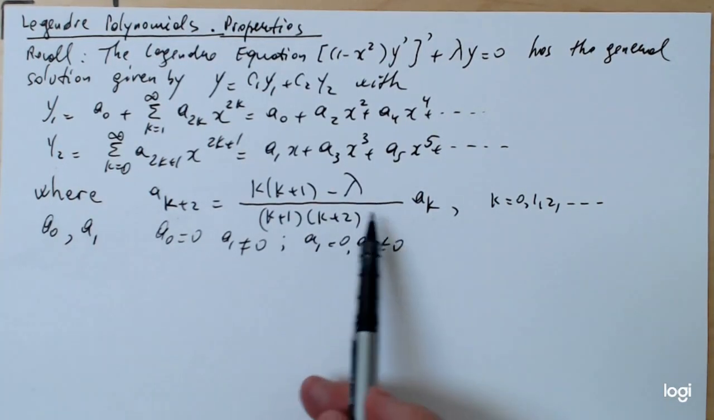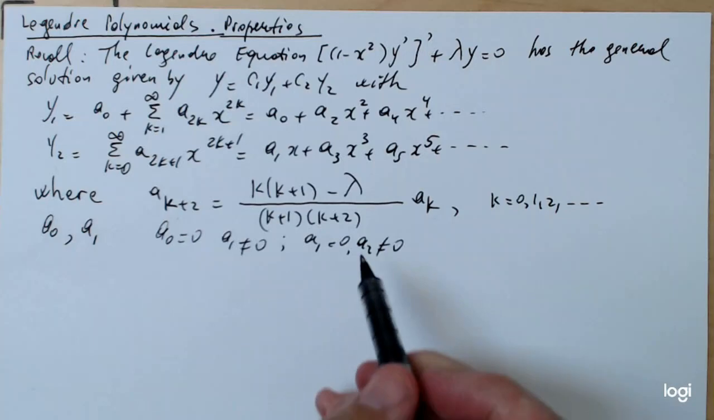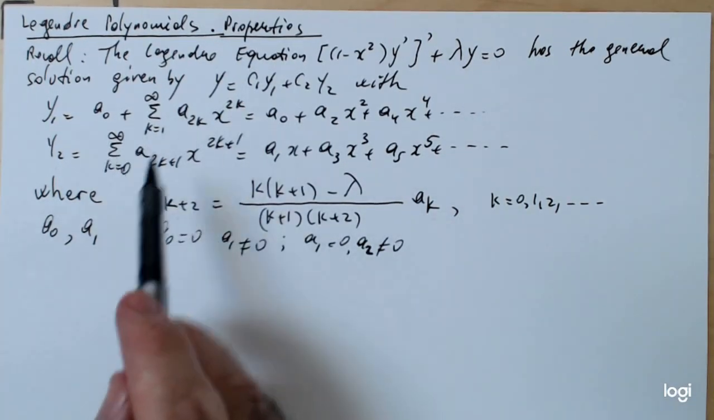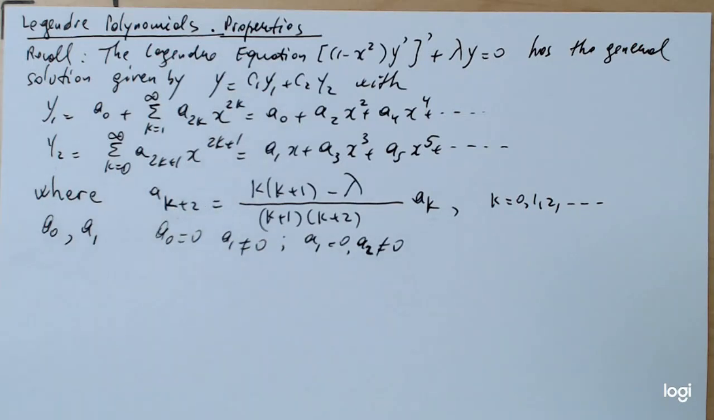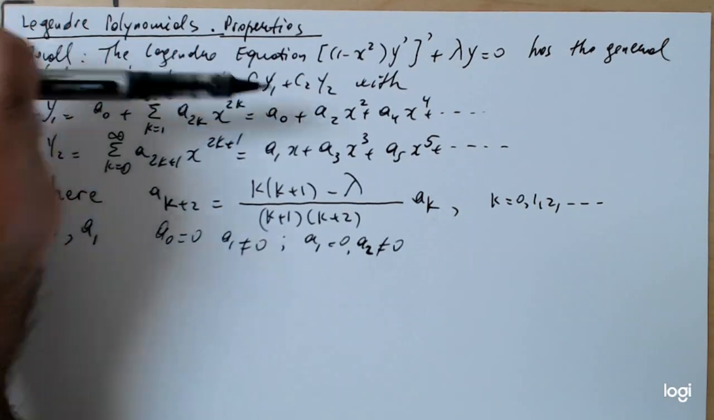So this recursion in two steps basically gives me the opportunity to come up with two different solutions that I'm sure won't overlap. That means they will be independent. Because remember, the general solution should be the linear combination of two independent solutions. So independently, both the one containing even powers and the one containing odd powers are solutions of the Legendre equation.